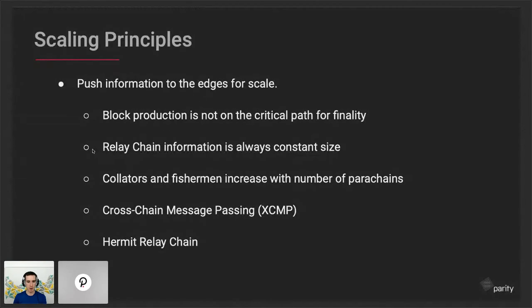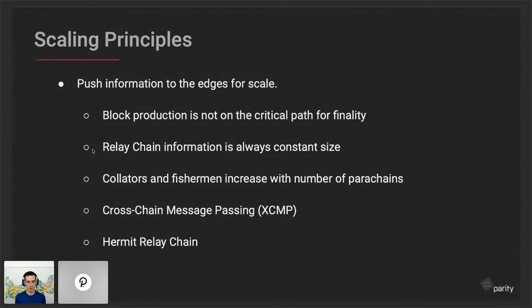And then the block production one at the top, I put these in a bad order. But we have the separate Babe and Grandpa, where block production is not on the critical path for finality. So we can keep creating blocks. And before we finalize them, we can do all these other checks. So we don't have to wait for that.